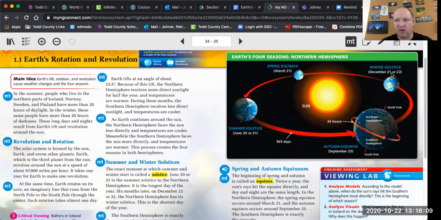Because our next assignment is going to deal with the solar system. So this is an important thing to kind of know and remember.